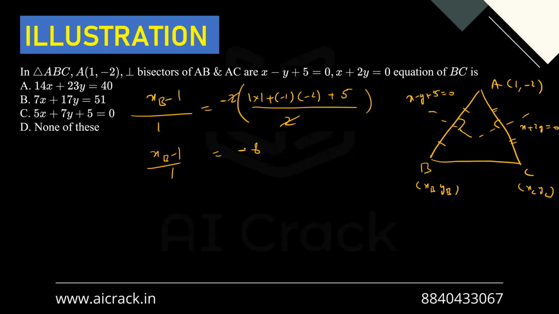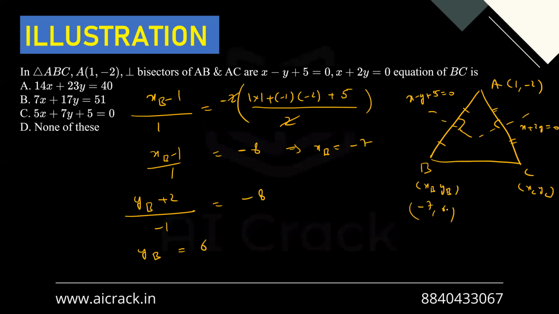So (xb minus 1) by 1 equals minus 8. So basically xb equals minus 8 plus 1 over here, so that is minus 7. Similarly we'll get yb. So (yb plus 2) divided by b, that is minus 1, is also equal to minus 8 because this constant remains the same. So yb equals, this becomes plus 8 and this becomes minus 2 over here, so that is 6. So the first coordinate we have got is (minus 7, 6).